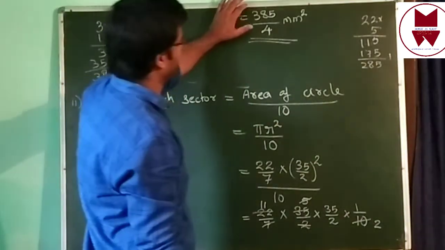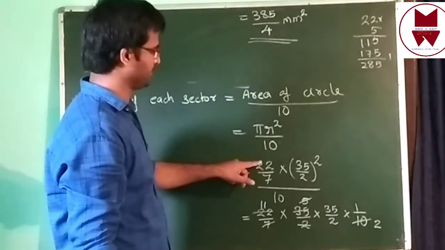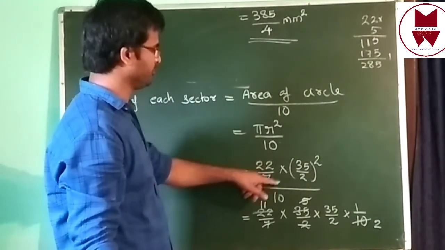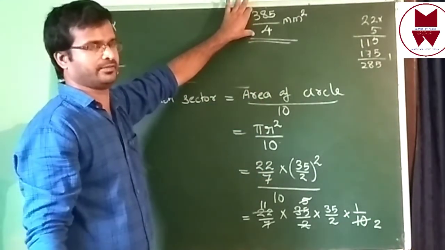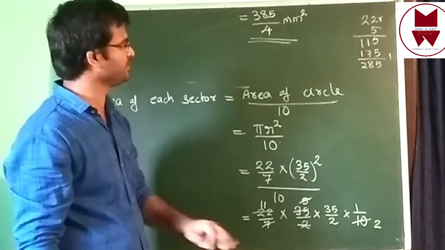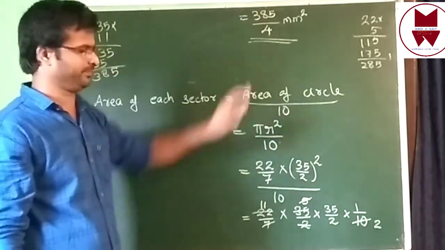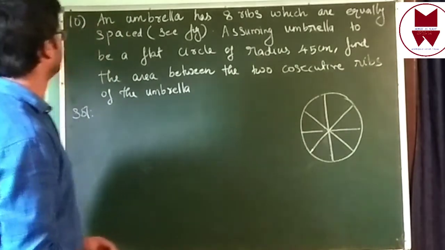Here there is no need to divide because the pi value they have given is 22 by 7. They have given 22 by 7, which means no need to divide. In case they give 3.14, then we have to divide. Okay. Now we can see question number 10.